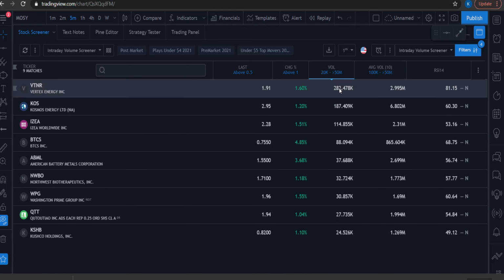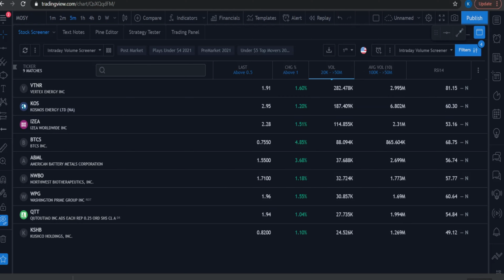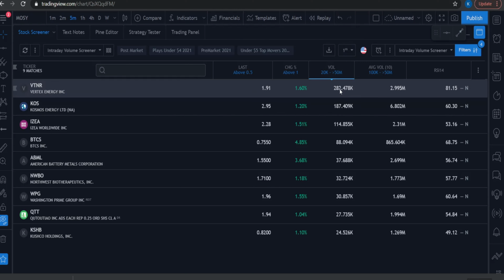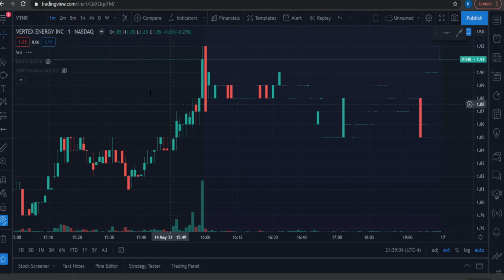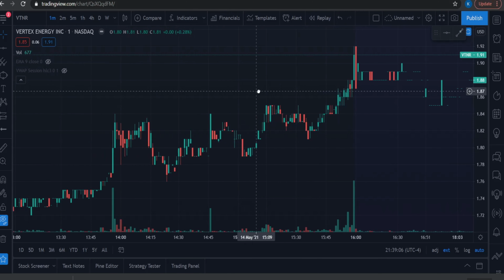Now, when we look at the 1 minute, this is going to show me the last minute before market close, because this is on the weekend. So it's going to show me the last minute on market close. 282,000 shares were traded in the last minute on VTNR on Friday. So if I pull up the 1 minute chart on VTNR, I'll hit the reset.